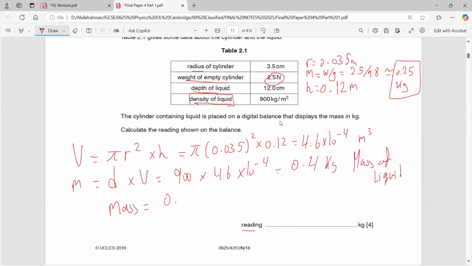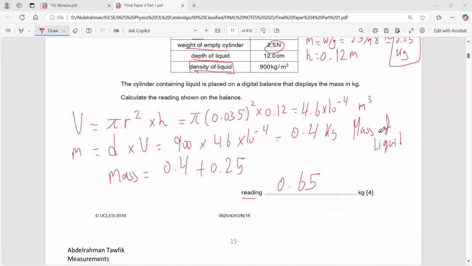So basically, 0.4 plus 0.25 is around 0.65 kilograms. So this is the answer. It is worth 4 marks. This question does deserve 4 marks.